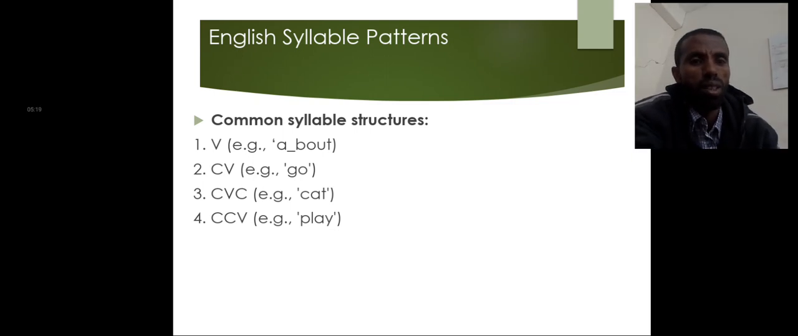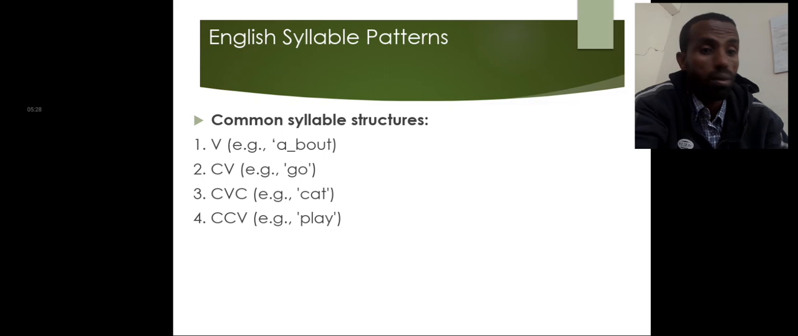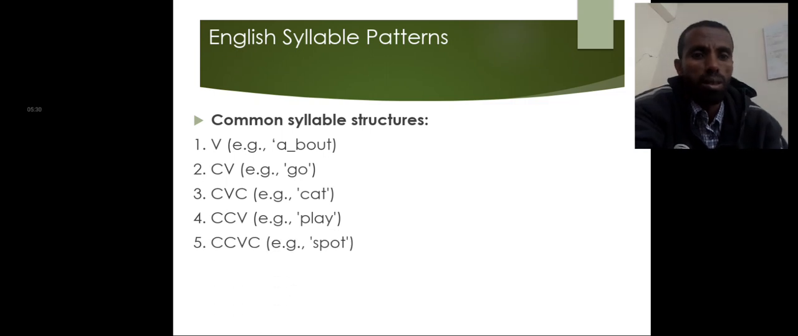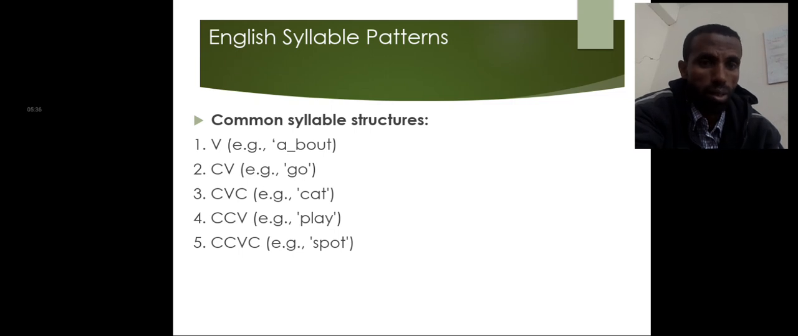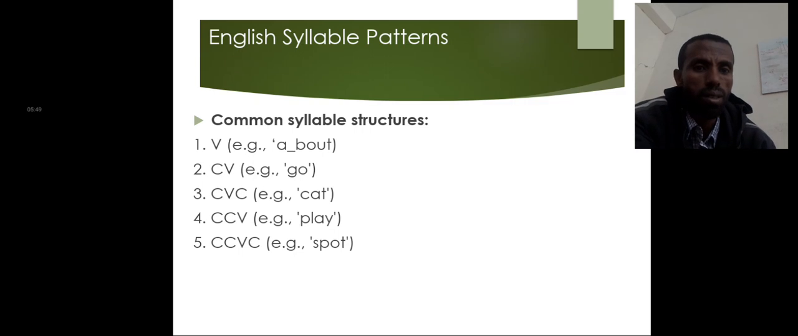So play, we have P, L, two consonants at the beginning, and we have A diphthong. So play, CCV. Number 5 is CCVC. You can take it as a good example of closed syllable. So spot again. We have two consonants at the beginning. We have a nucleus O, and we have the T coda, the last consonant after the vowel. So structurally, this is CCVC.